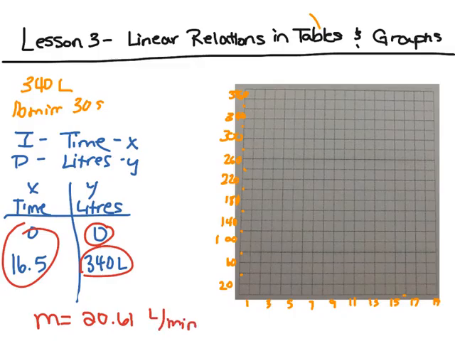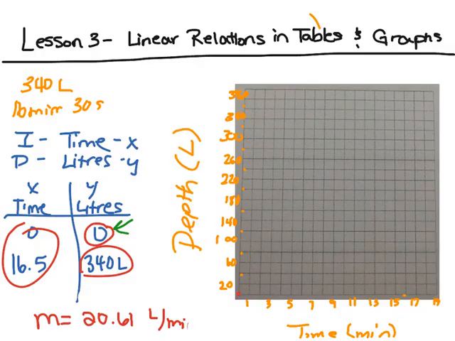And our y-intercept and x-intercept is at 0 and 0. It's crossing the line right here at 0 and 0. That's our first point. So I also want you to make sure you label this time in minutes and depth in liters. So we're going to graph.